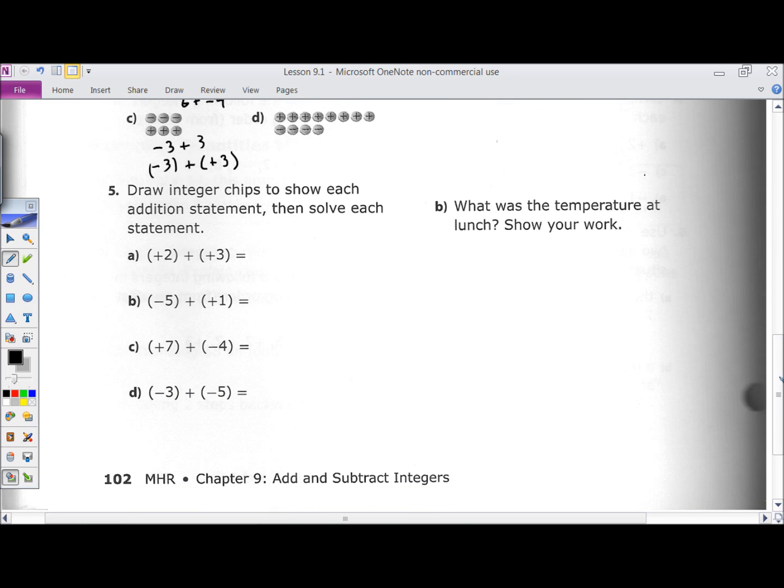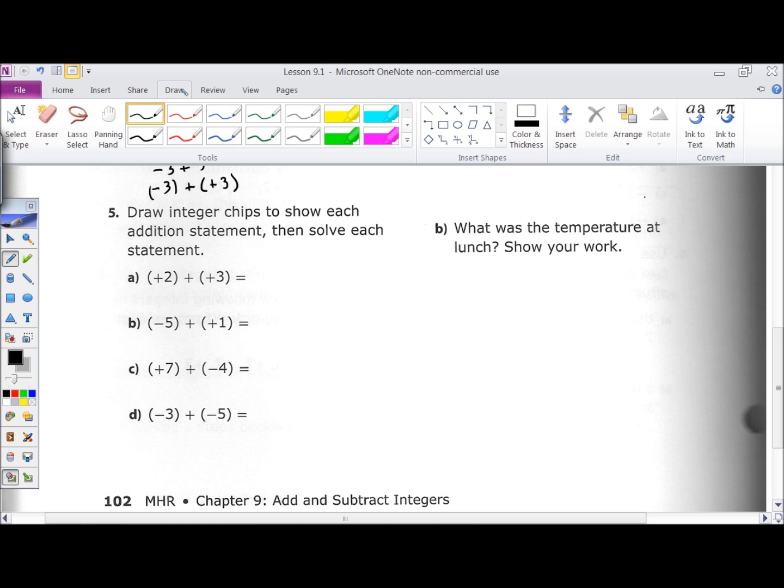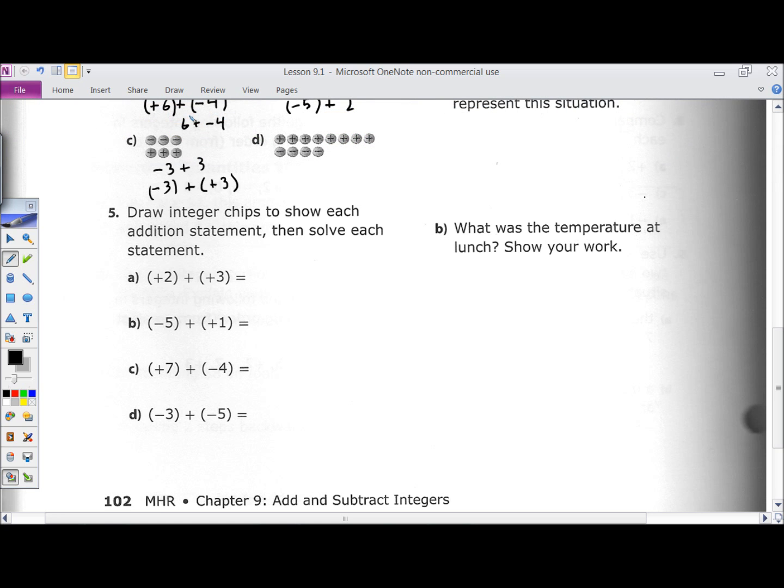Number 5, draw integer chips to show each addition statement, then solve each statement. 2 ways you can do this. One is, if you only have a pencil, you can just draw little circles with a plus in it or little circles with a minus, to represent your integer chips. Or if you have a red pen and a blue pen, you can do what I'm going to do here.